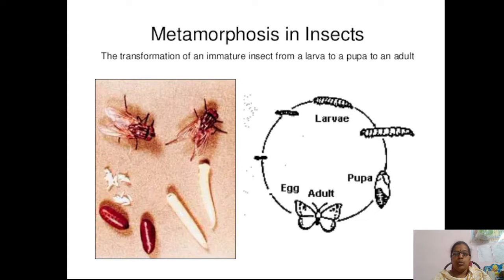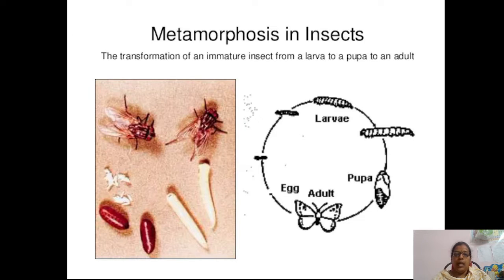So mainly there are two types of metamorphosis. We can divide them into the holometabolous type and the hemimetabolous type. Holo means we will find all the stages: the egg will hatch out and give rise to the larva, then the larva will change into the pupa, and the pupa will change into the adult. So that is holometabolous. In hemimetabolous, we'll find only the egg hatching out to give the larva, and the larva will directly develop into the adult. So there won't be a pupal stage in the hemimetabolous type.